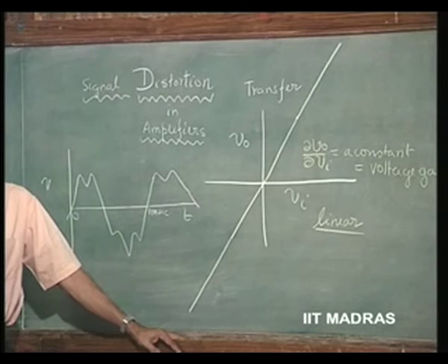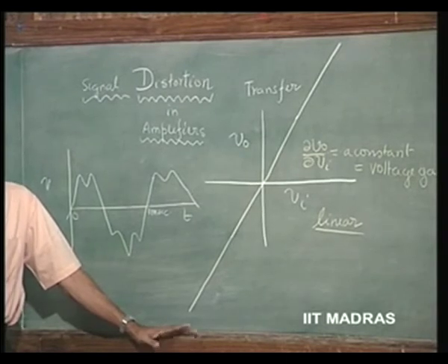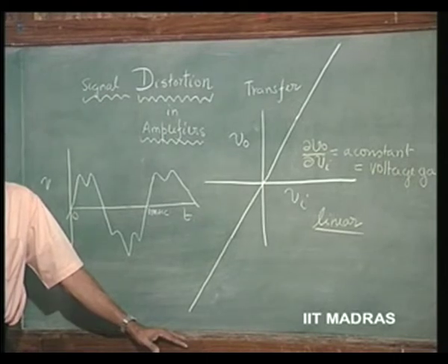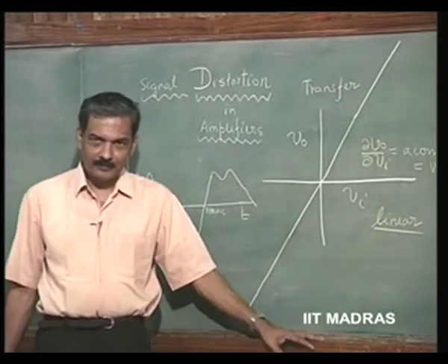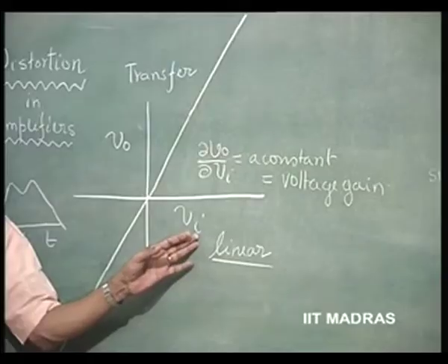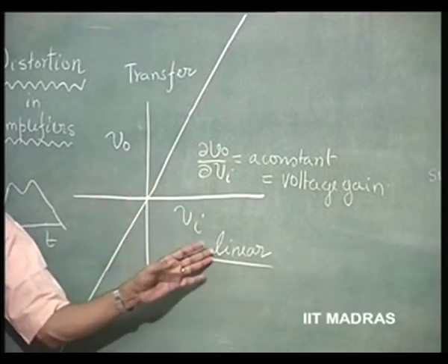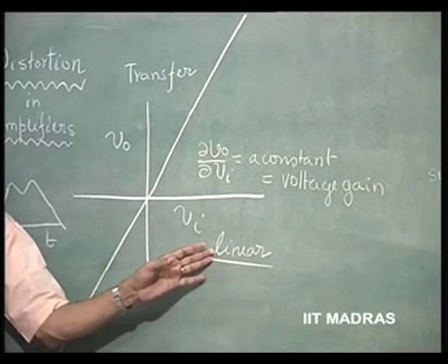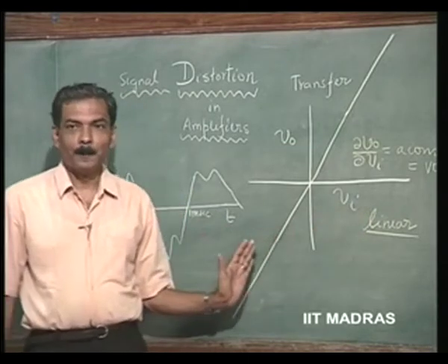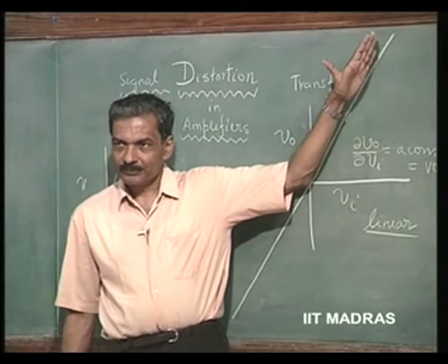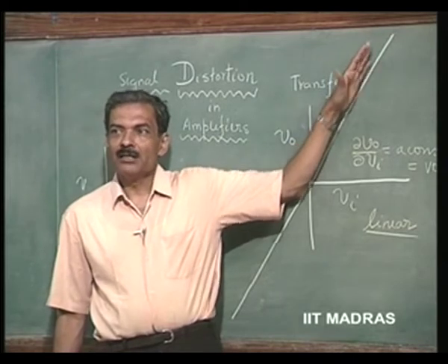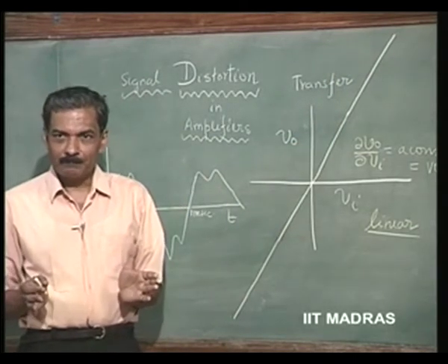But this is only possible, theoretically, right. In practice, no amplifier can be that linear as depicted here. Whether it is V naught versus V I or I naught versus I I in the case of current amplifiers, or I naught versus V I in the case of transconductance amplifiers, or V naught versus I I in the case of trans resistance amplifiers, the slope has to be linear. For most of the amplifiers, we would like to make it as linear as possible by designing the circuit appropriately.